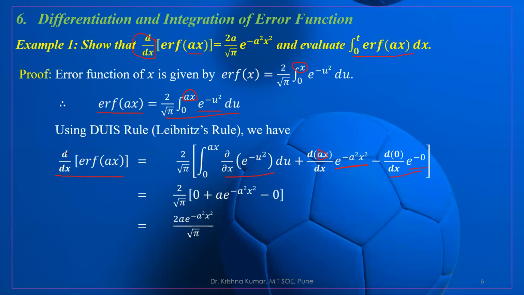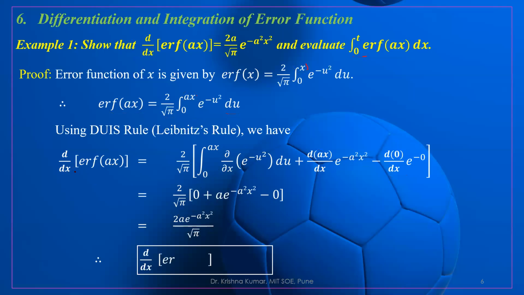Sometimes this can also be asked like that: what is the derivative of the error function with respect to a? With respect to a, but now here we get a different type of solution. We get 2x e to the power minus a square x square upon root pi. This a will be replaced by x, correct? Because this ax is a function of x as well as a. So this is the first part.